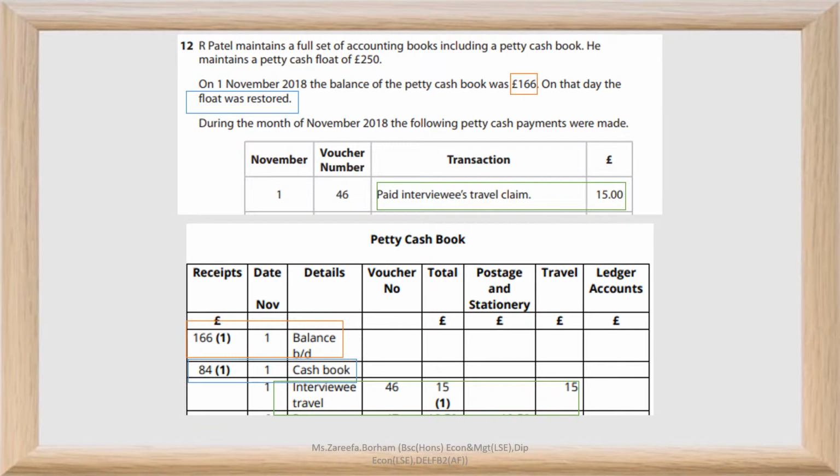Next, the interviewee's travel cost is an expense of cash, so record it in the total column. In this case, record the respective voucher number also. Since it is a travel-related expense, put it in the travel column too.